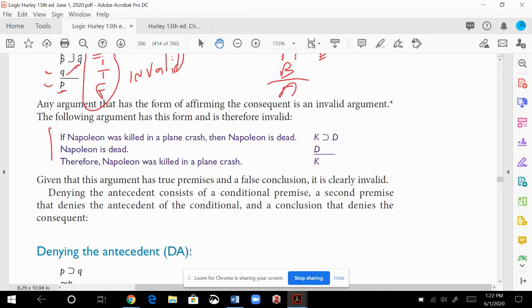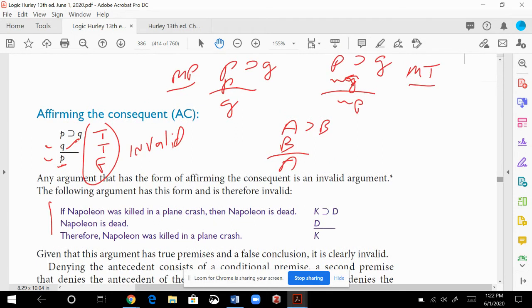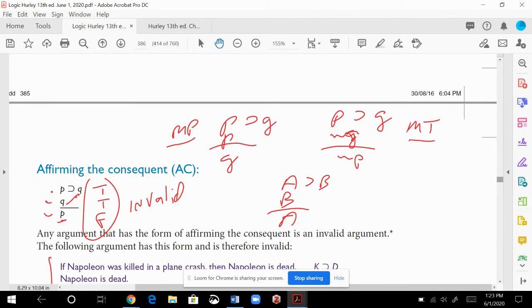Denying the antecedent. So yeah, the previous one is called affirming the consequent. So once again, if P, then Q, it's bringing down the consequent, or it's affirming it. It's saying, I'm going to say that the consequent's true, and then I'm going to affirm the antecedent. Turns out you can't do that. You have to affirm the antecedent first, then you can affirm the consequent. And that's what we did up here in the modus ponens.